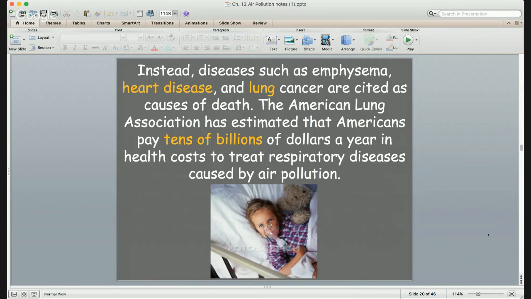Diseases like lung emphysema, which is kind of like asthma, COPD, very similar to emphysema, heart disease and lung cancer are usually cited as the cause of death for many individuals. However, it is preceded by some type of air pollution in some instances. According to the American Lung Association, Americans pay $10 billion a year in costs related to insurance, doctor's visits, and hospital visits, all because of respiratory issues caused by air pollution.